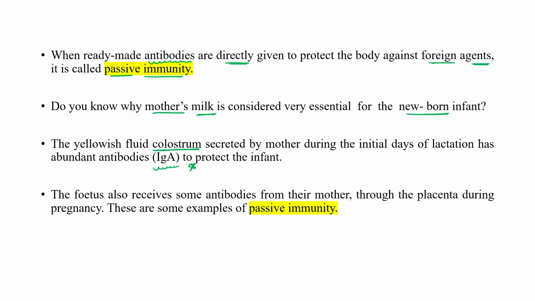Similarly, during the gestation period, the fetus also receives some antibodies from the mother. A kind of antibody, mainly immunoglobulin, is able to cross the placenta during pregnancy. So this is how the fetus achieves some kind of immunity by direct transfer of antibody from the mother's blood through the placenta. This is the second example of passive immunity.